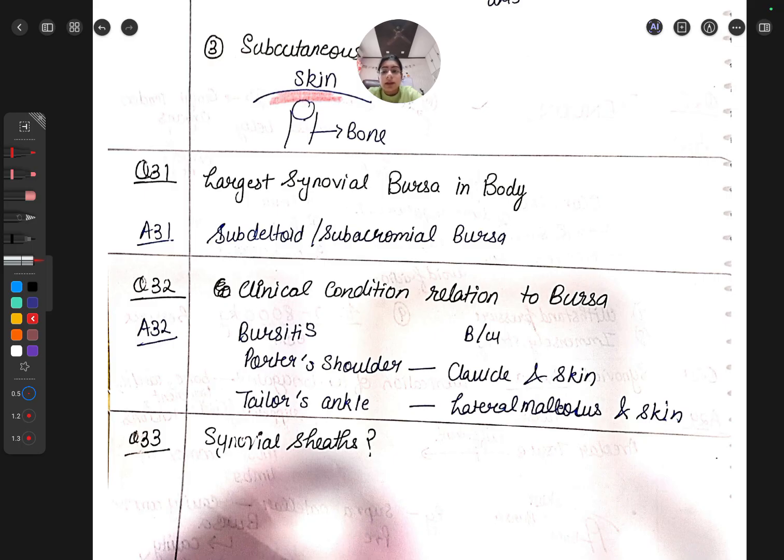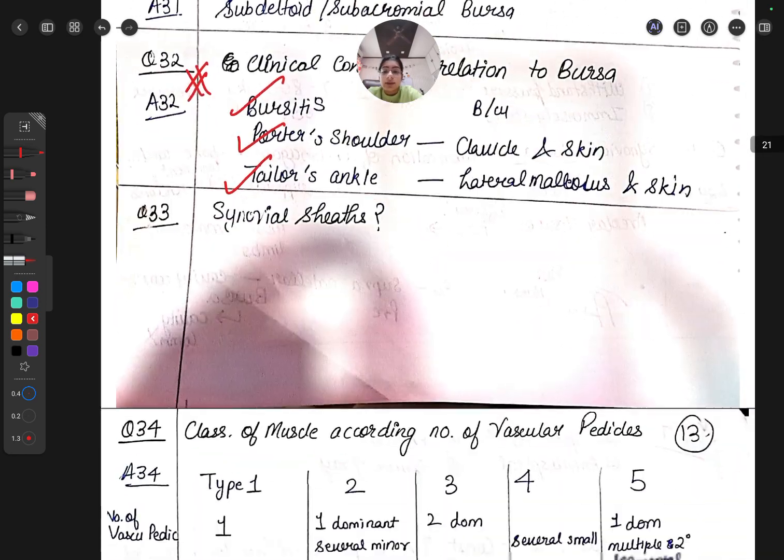Now, clinical conditions are always important and can be asked in the exam also. So, it is bursitis, Porter's shoulder, and Taylor's ankle. These details you can see in the notes as well.